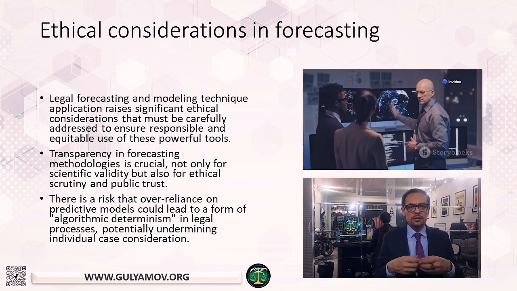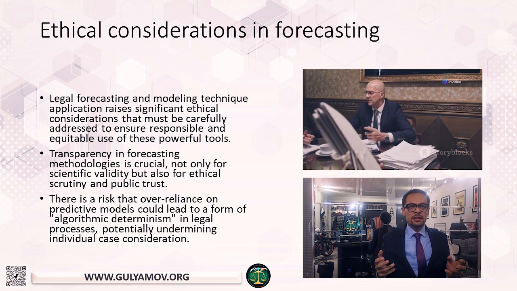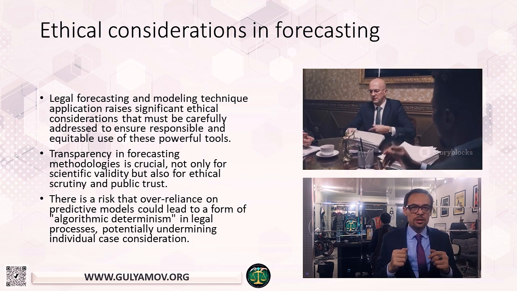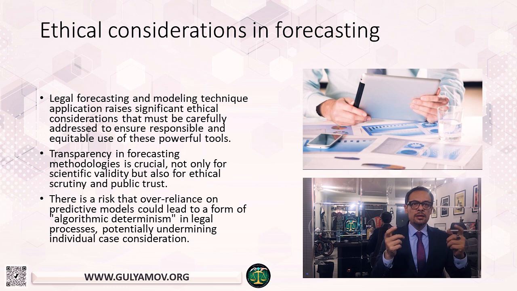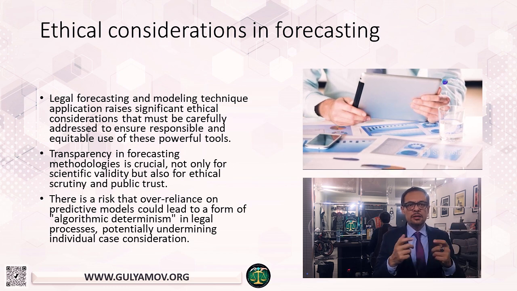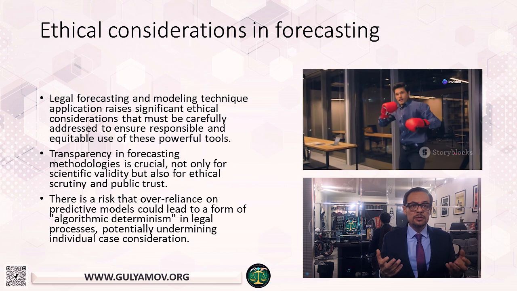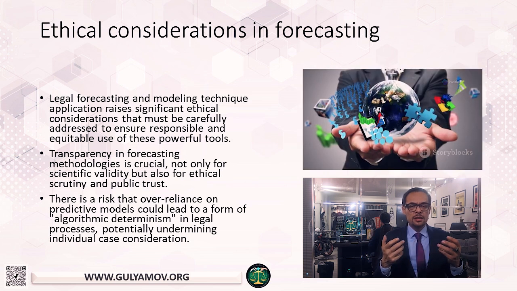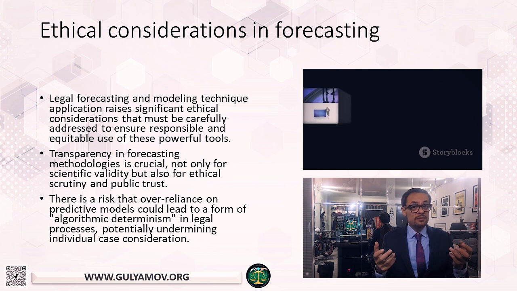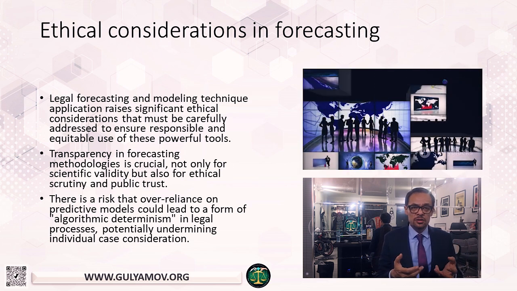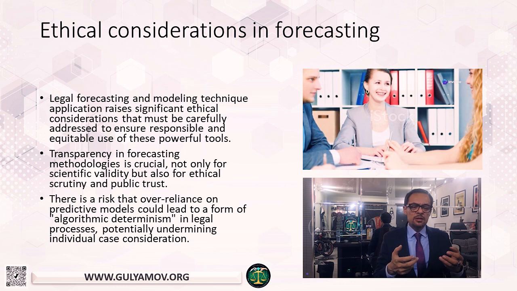Transparency in forecasting methodologies is crucial, not only for scientific validity but also for ethical scrutiny and public trust. Researchers and practitioners must be clear about their models' limitations, assumptions, and potential biases. The responsible use of predictive analytics in legal decision-making requires careful consideration of how these tools might impact justice access and equality before the law. There is a risk that over-reliance on predictive models could lead to a form of algorithmic determinism in legal processes, potentially undermining individual case consideration.